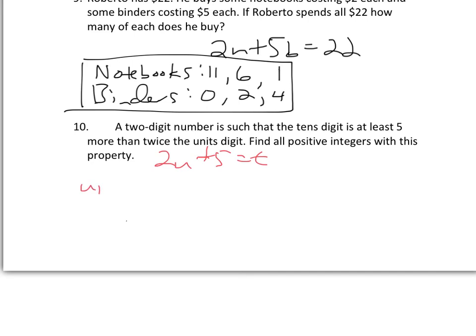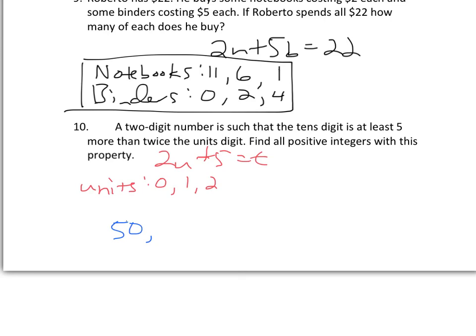So for units, I could use 0. 1 would work because 2 times 1 plus 5 is still a single number. 2 works, but 3 would not work because if you do 2 times 3, you get 6 plus 5 is 11. Well, 11 can't be a digit. All right, so my units have to be 0, 1, or 2. Okay, so for 0, if I do 2 times 0 plus 5, that's 5. So the first number that's going to work, I know, is 50.